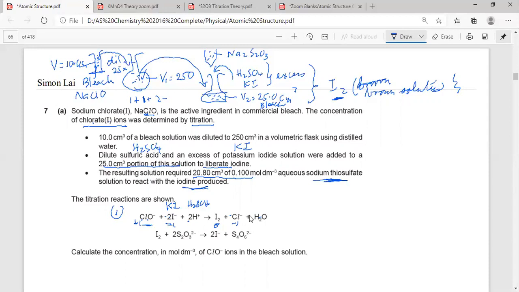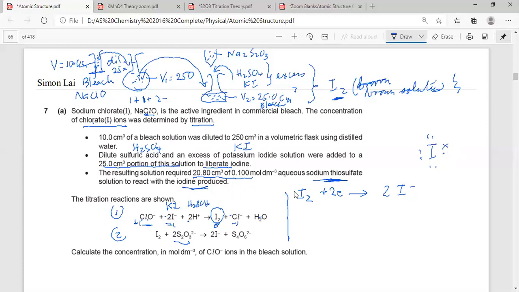So here is reaction number 2. The iodine given out here, I now titrate with thiosulphate. Also another redox reaction. I2 will be reduced, it will accept 2 electrons. Why? Because group 7 has 7 electrons in the outermost shell, so they will take electrons. They are very good oxidizing agents, they take electrons and undergo reduction. So I2 plus 2 electrons gives 2I minus.